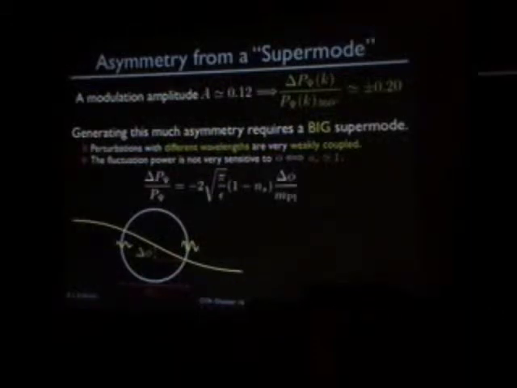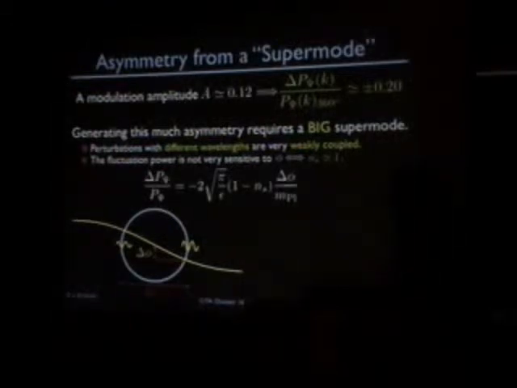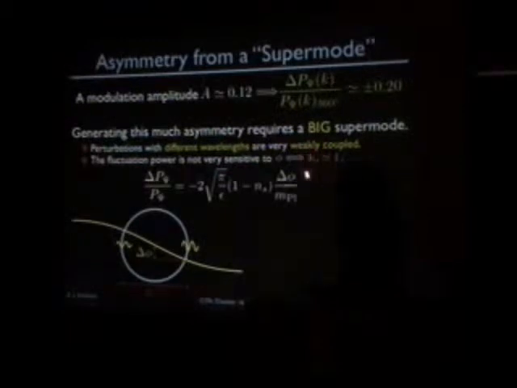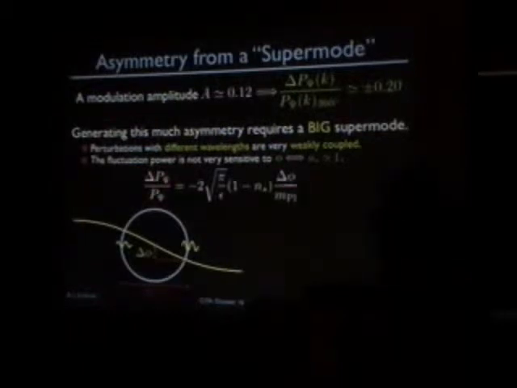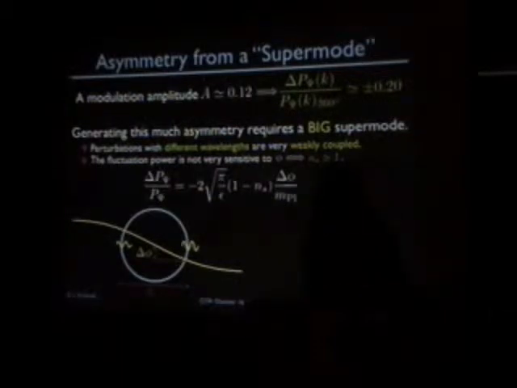inflaton field. Perturbations with different wavelengths are very weakly coupled in inflation. And the fluctuation power is not very sensitive to the background field. This is how we always end up with n sub s about equal to 1 in inflation. And sure enough, if you calculate how the power depends on the background value, it's suppressed by a factor of 1 minus n sub s. So this is really small. If we want a power asymmetry of 0.2, we're going to need delta phi to be very large. And it's not dynamical, we just put it by hand. It's not supported by dynamical equations.